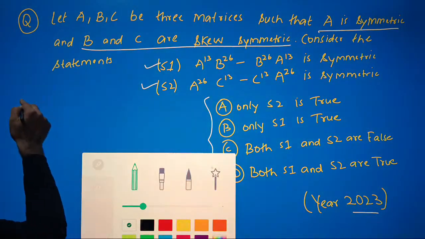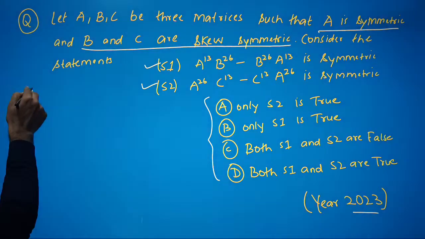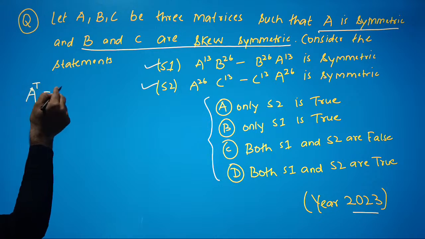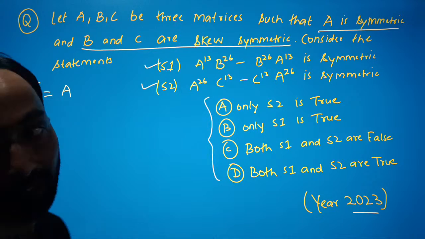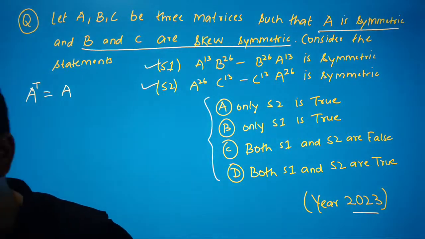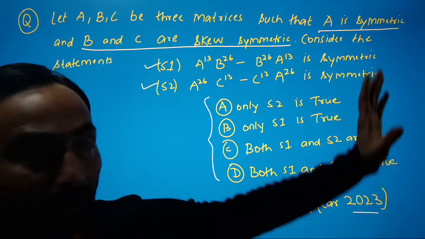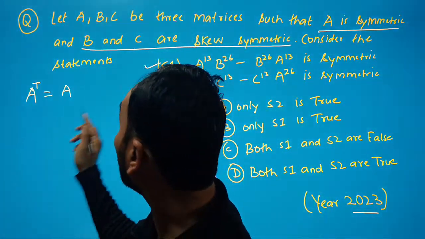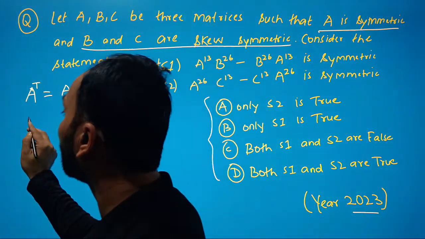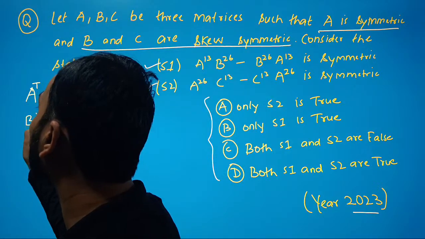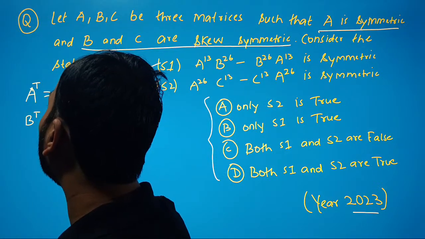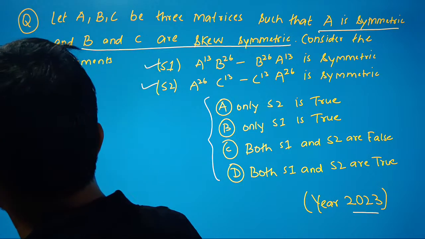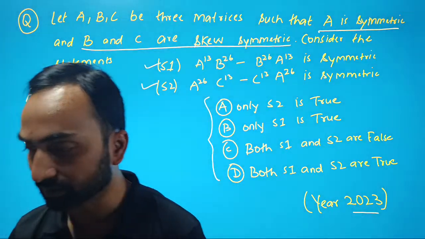The first data given is that A is a symmetric matrix. Since A is a symmetric matrix, we can write A transpose is nothing but A, right? When we do the transpose of A, it will be equal to A only, because A is a symmetric matrix. Also B and C are skew symmetric, so the transpose of B will be equal to minus B, and the transpose of C will be equal to minus C. So these are the three things we can write from the question.